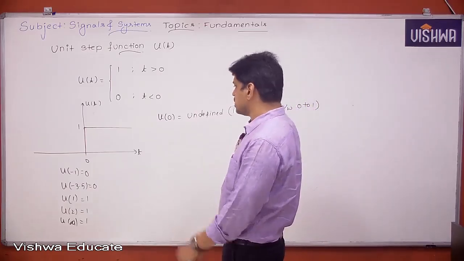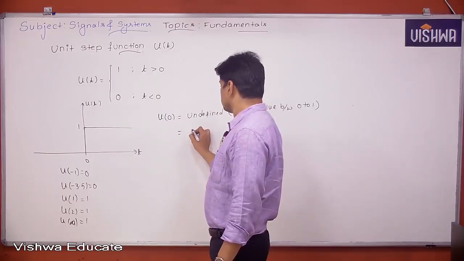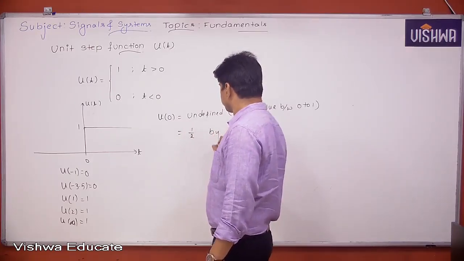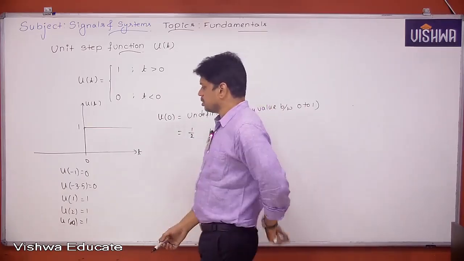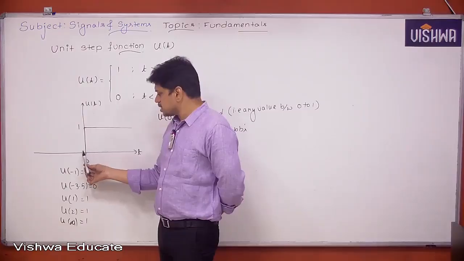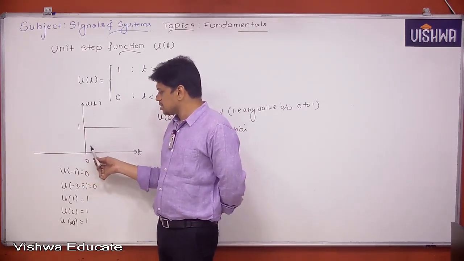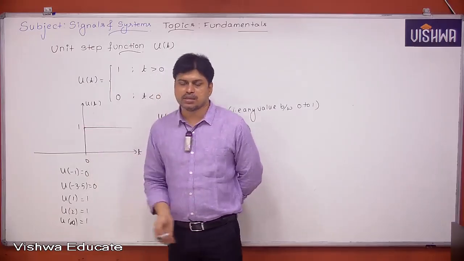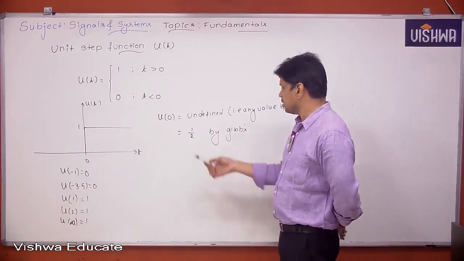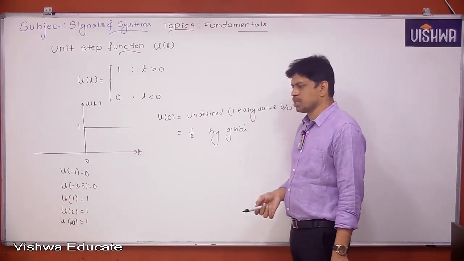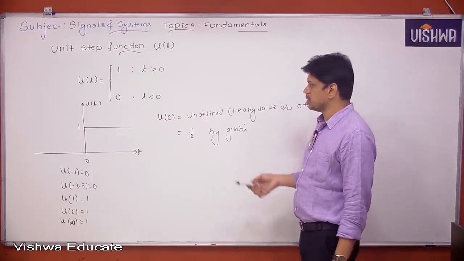But if I am insisting you to say some value, then what do we have to say? It is nothing but 1 by 2, by Gibbs. Why, sir? See, the average value just before and after. Just before 0, its value is 0. Just after 0, its value is 1. Then for 0 and 1, the average value is nothing but 1 by 2. So by the Gibbs phenomena, the value is 1 by 2. But undefined is the first priority. 1 by 2 is the second priority. Okay, take a note.